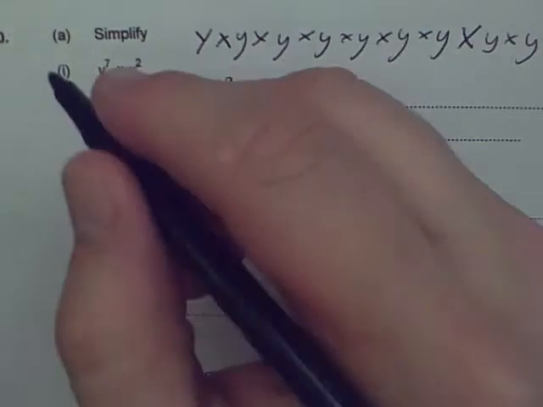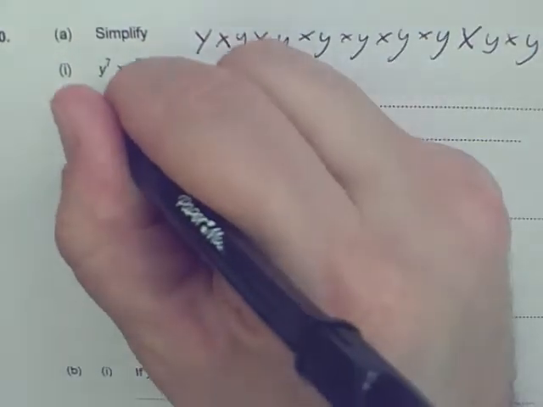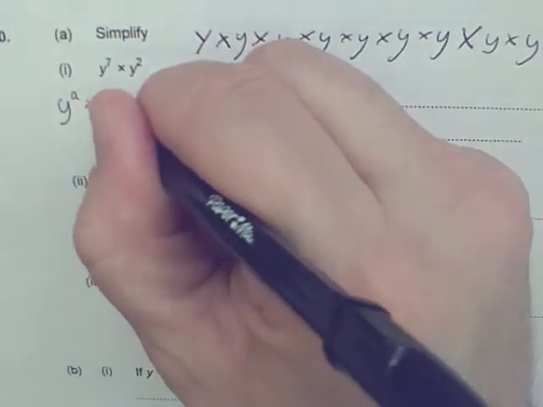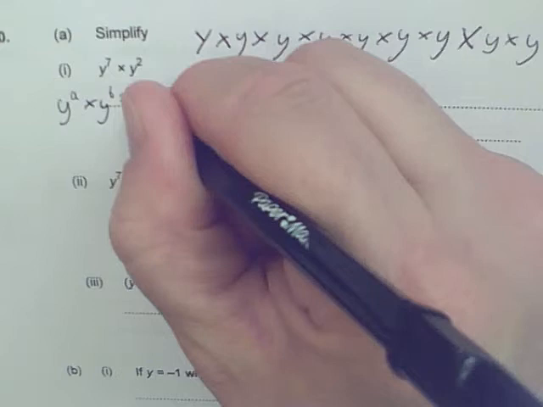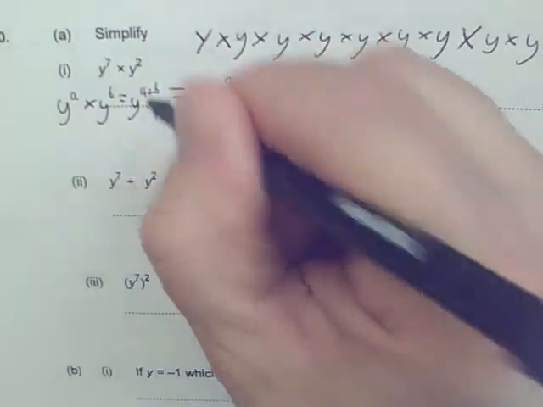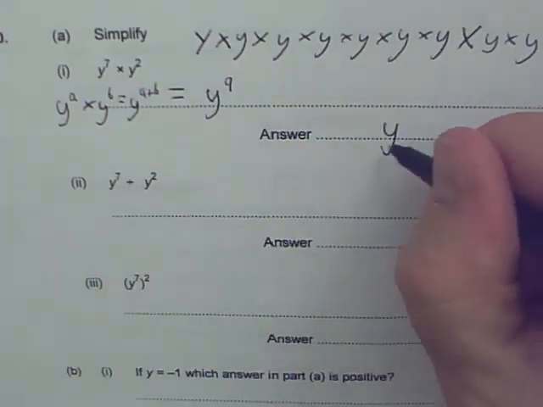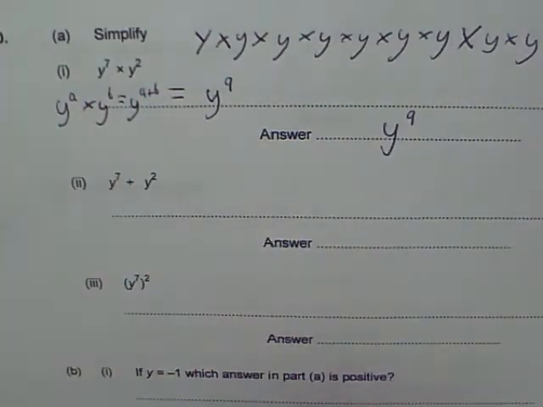Your indices law, if you want to just remember that, is y to the power of a multiplied by y to the power of b equals y to the power of a plus b. So it's y to the power of 9, which is my answer. That should be an easy mark.